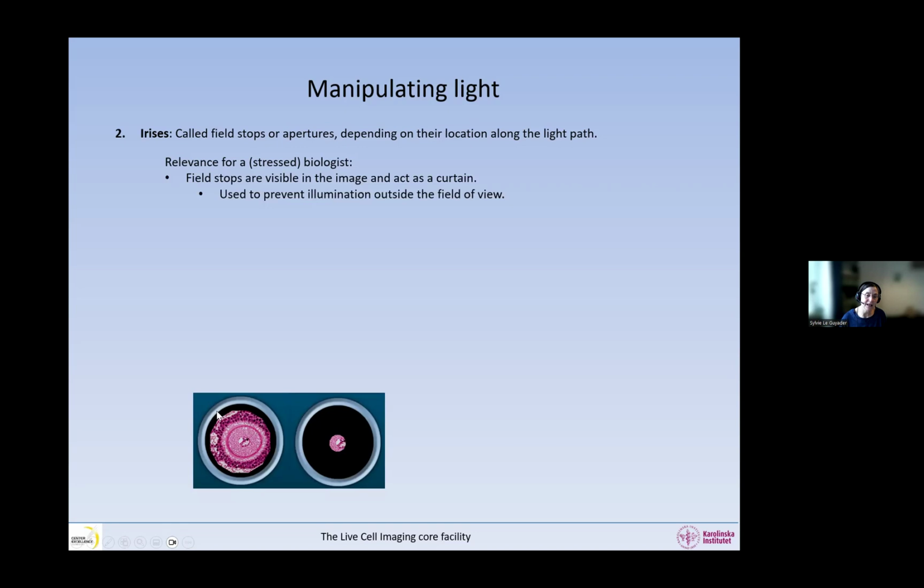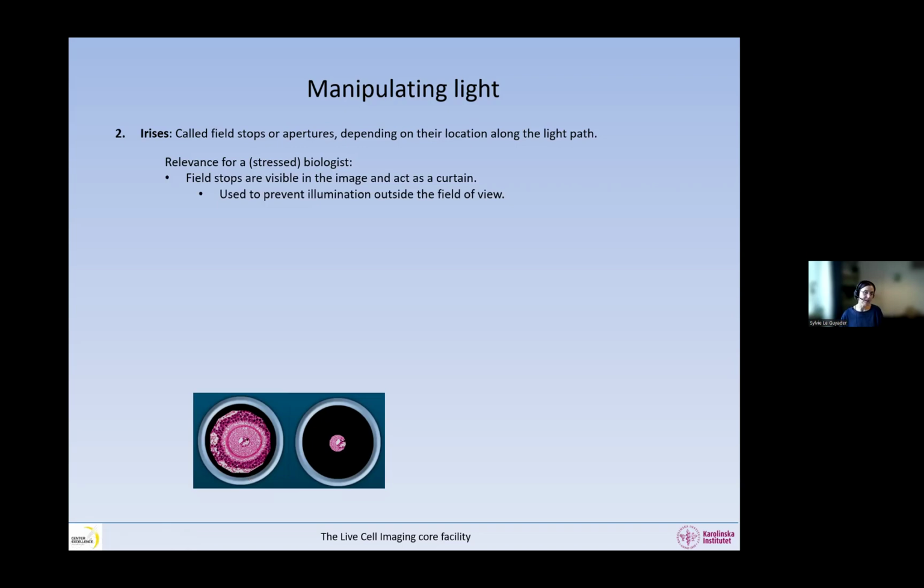But basically, if we want to image only this part of the sample, we don't want the rest to be illuminated, for example, because it's going to bleach and we're not imaging it anyway. So maybe we will want to close the field stop to be able to restrict the light to only the place that we want to image. This is one of the applications of a field stop in microscopy.